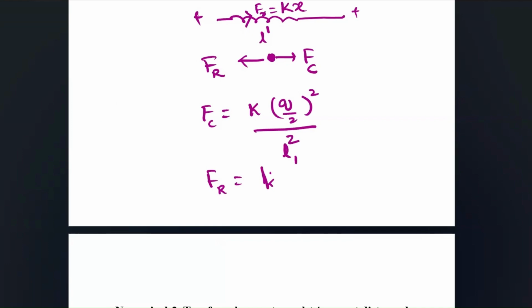What is happening? It seems you are having a technical difficulty. Here I will write 1 by 4 pi epsilon naught, 1 by 4 pi epsilon naught, to avoid the confusion.